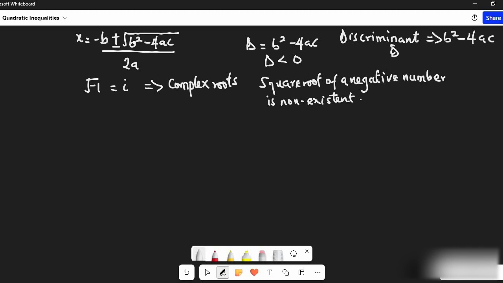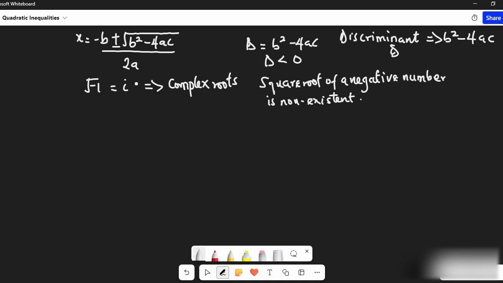Alright, so in a situation where b squared is less than 4ac, we would have that b squared minus 4ac, or D, is a negative number. And of course, the square root of a negative number is non-existent in actuality. So we usually represent it with an imaginary number called i. And in such a situation, we have complex roots.